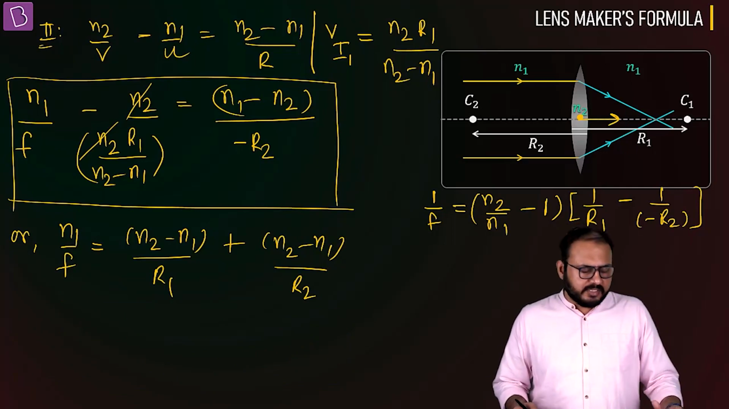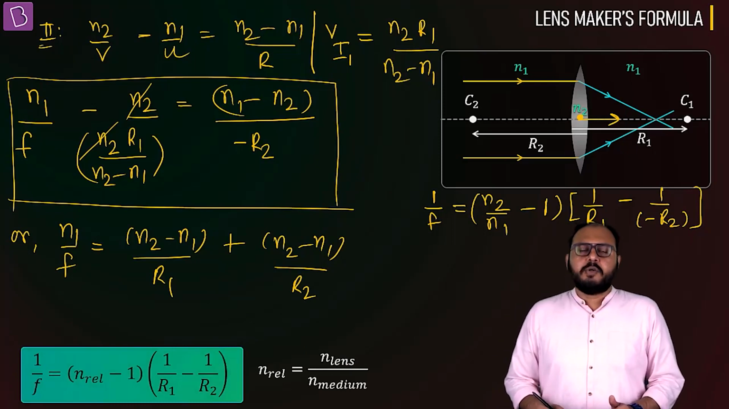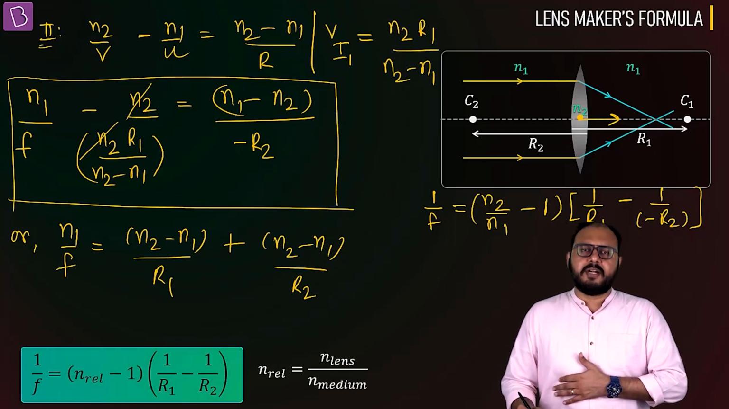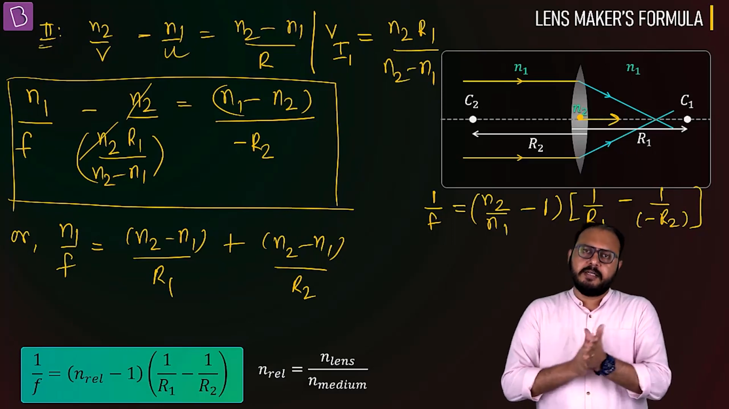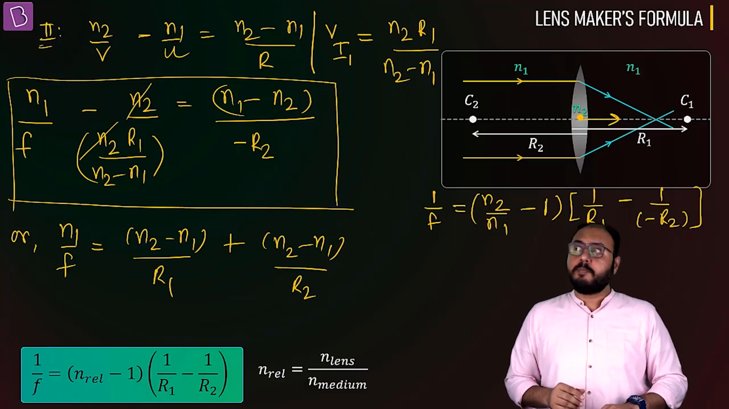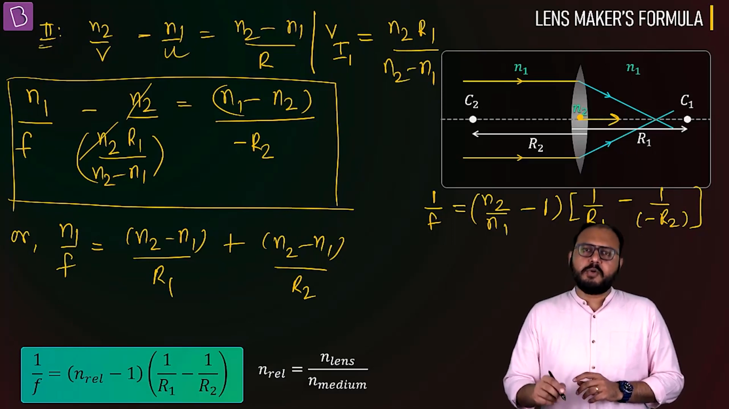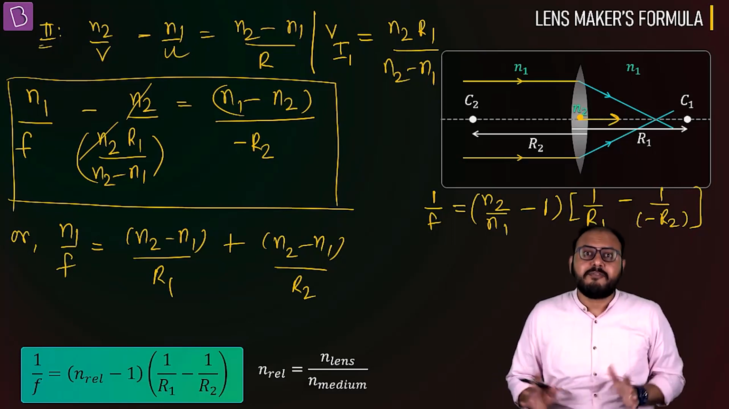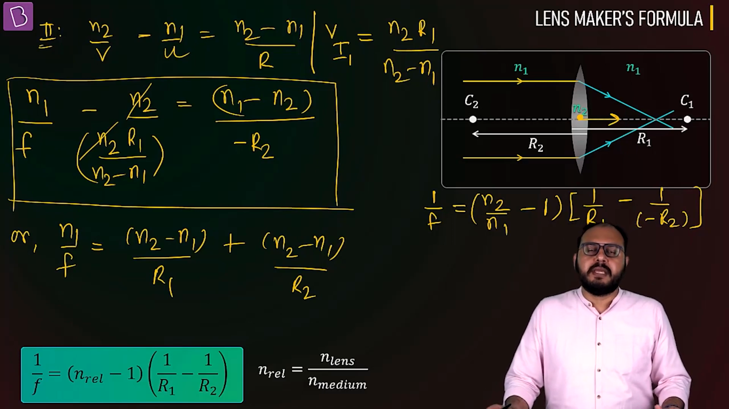But if you want to generalize this, here is the lens maker's formula. N2 by N1 has been replaced by N relative, where N relative is N lens upon N medium. Now this formula is true for any lens. Can you see? If you put R2 as minus R2, you get the convex lens, what we have derived. Do you see where this is coming from? This is called the lens maker's formula.